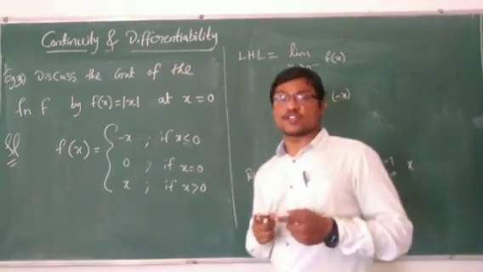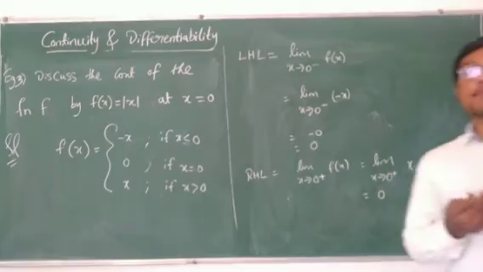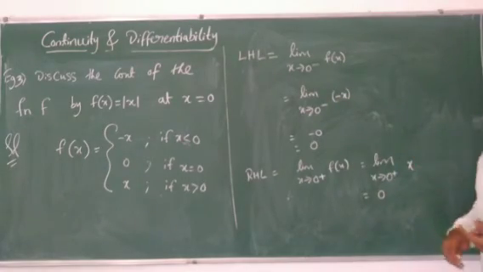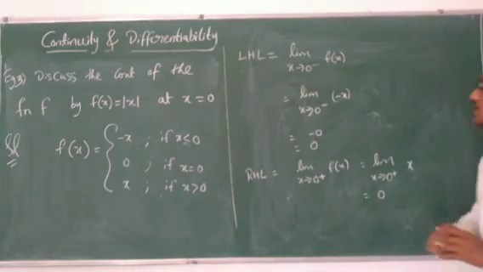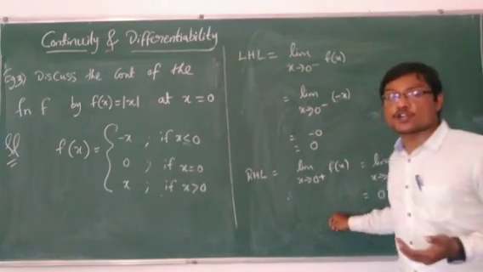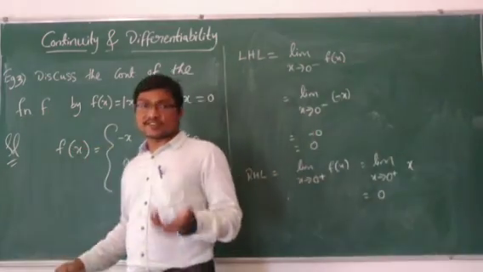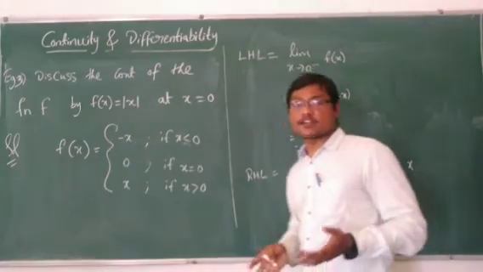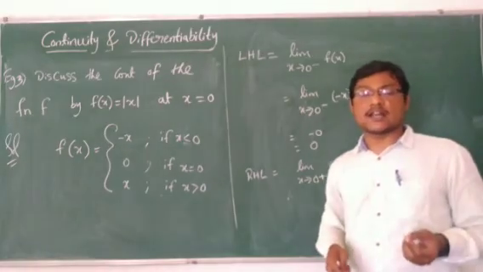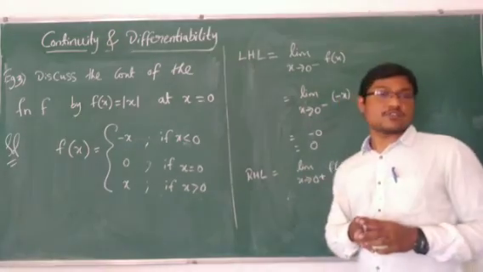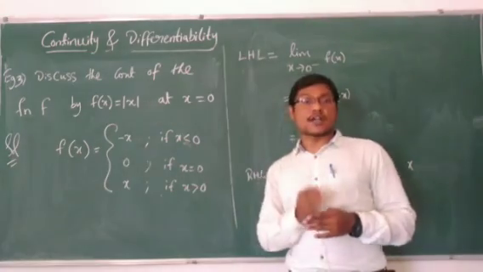Still we are not saying the function is continuous. Once the limit exists, only then we have to find out the function value. If the limit does not exist, meaning the left hand limit is not equal to the right hand limit, then we don't have to find the value of f of x. The value of the function is not required, because if the limit does not exist, directly you can say the function is not continuous.